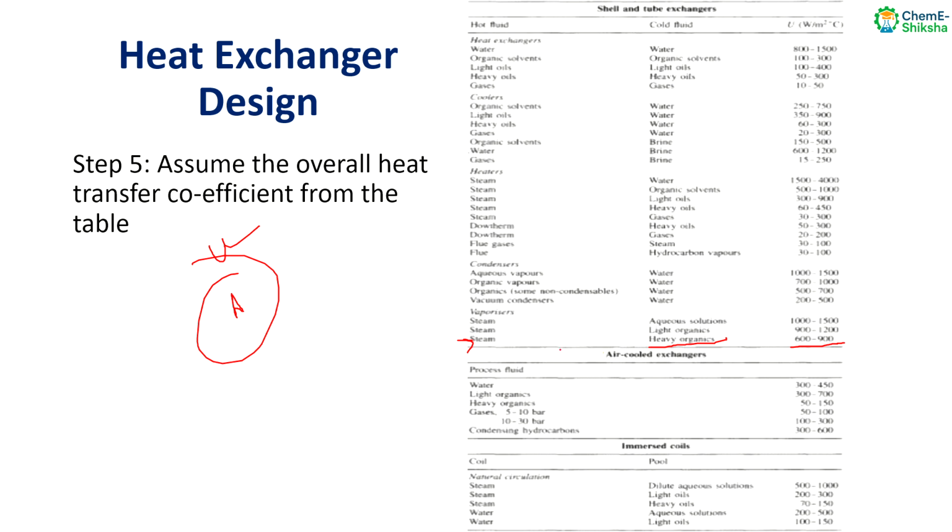For steam and heavy organics, we have the range 600 to 900 watt per meter square degree centigrade. So if we are dealing with a heat exchanger where the hot fluid is steam, the hot utility steam, and the cold fluid is heavy organic, then we can assume the overall heat transfer coefficient value in between 600 to 900.